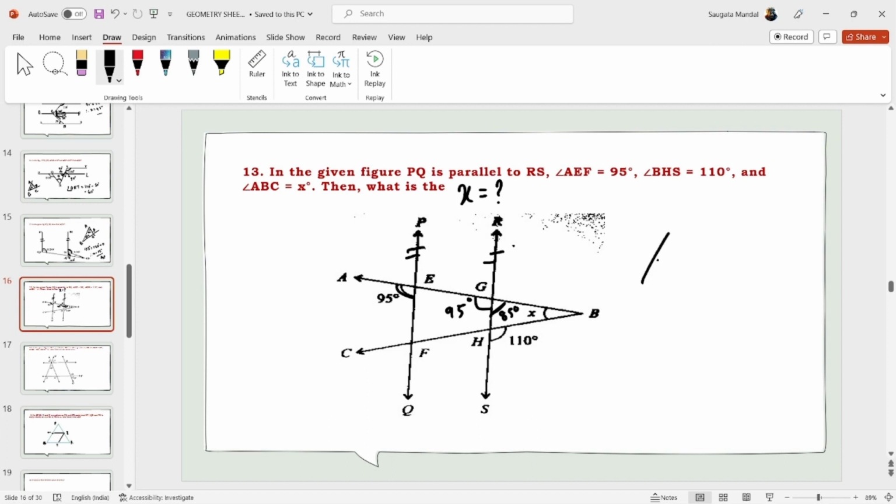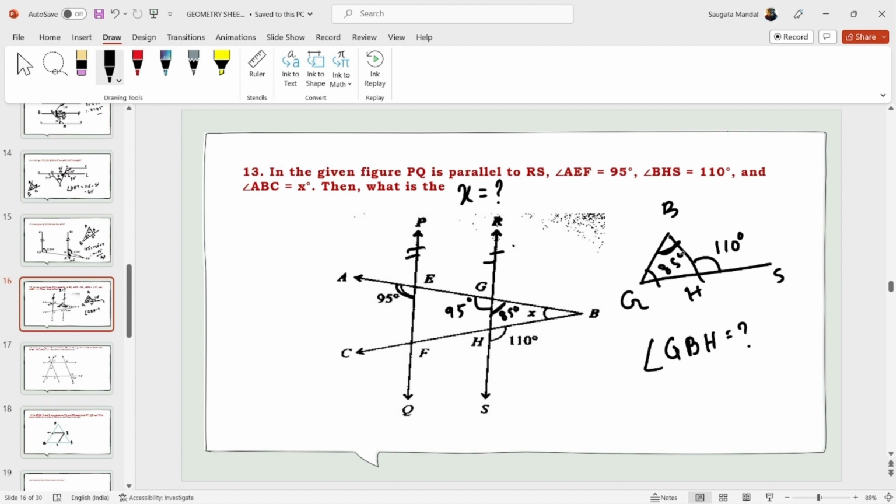And in the same way, in the triangle BGH, the angle BHS is 110 degrees, BGH is 85 degrees, and what is the value of GBH? Find the value of GBH.